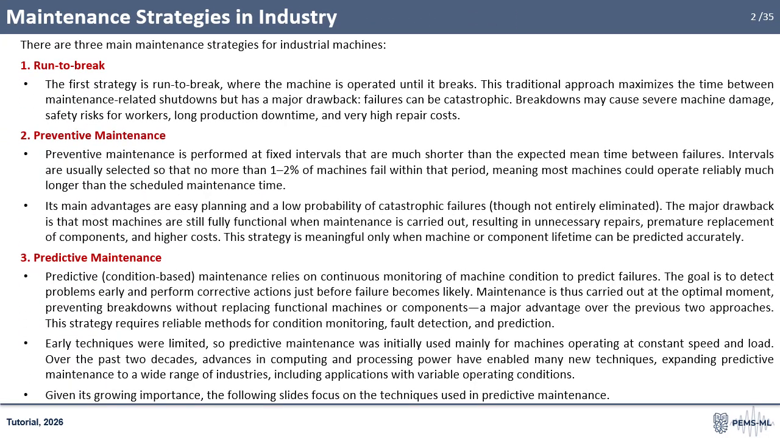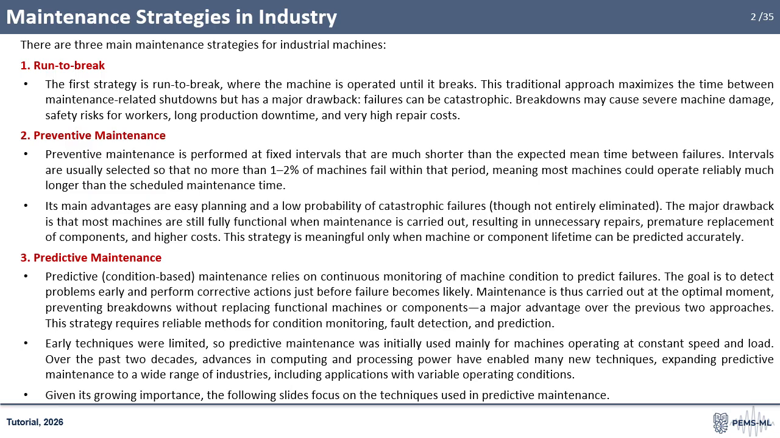There are three main maintenance strategies for industrial machines. The first is run to break, where a machine is operated until it fails. This approach maximizes operating time between shutdowns, but failures can be catastrophic. Breakdowns may cause severe machine damage, safety risks for workers, long production downtime, and very high repair costs.